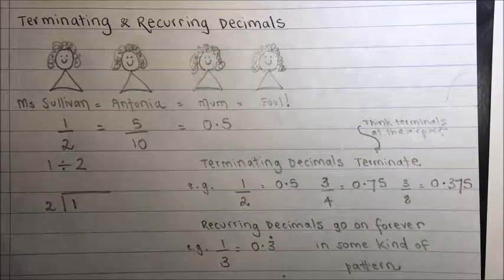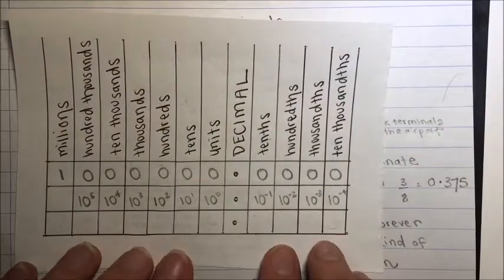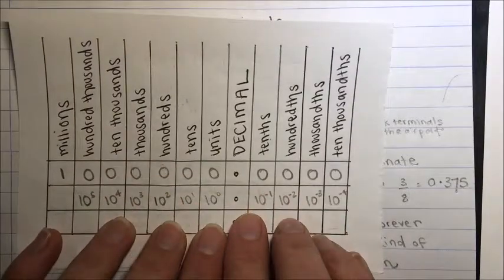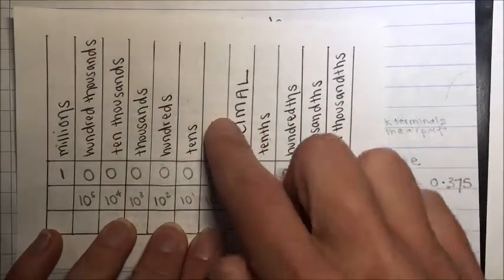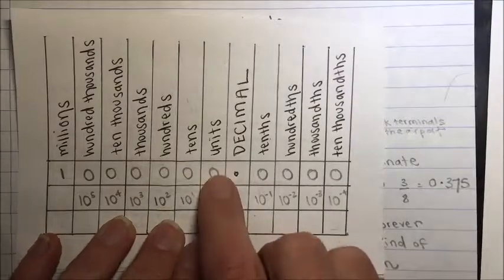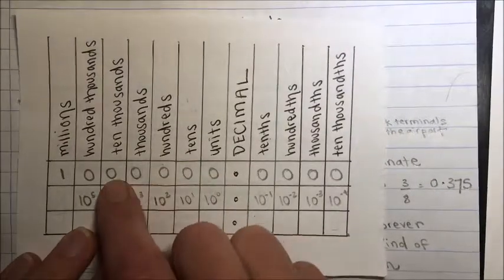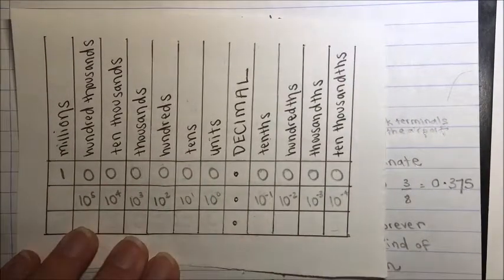So just a little reminder, quick check-in with place value. So we learnt this when we were tiny. There's our decimal point, and all the whole numbers are on this side. Ones, tens, hundreds, thousands, 10,000, 100,000, millions, I go on and on and on.